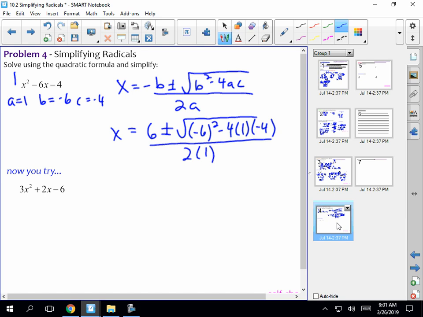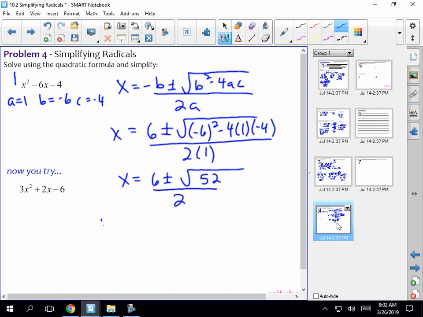And I'm going to show you how we can simplify radicals using the quadratic formula. Last chapter, I had you just leave it after we did the part under the radical. So we have x equals 6 plus or minus the square root of 36 minus a negative 16, or 36 plus 16, which gives me 52, all over 2. Last chapter, you just stopped, unless 52 is a perfect square. 52 is not a perfect square, but 52 can be simplified.